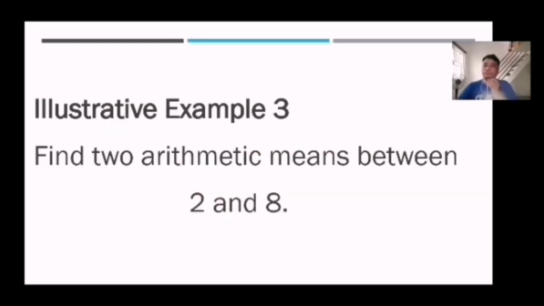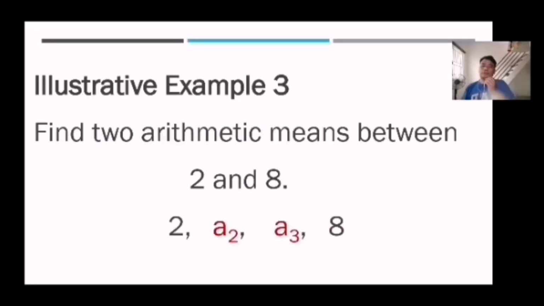Let's have an example. Find two arithmetic means between 2 and 8. Okay, so obviously, there are how many terms missing? There are 2. So we'll be inserting 2 terms in between 2 and 8. So the 2 terms that are missing are the second term and the third term. And we can easily find the a sub 2 and a sub 3 if we know the common difference. If we know the common difference, we can supply this missing term.